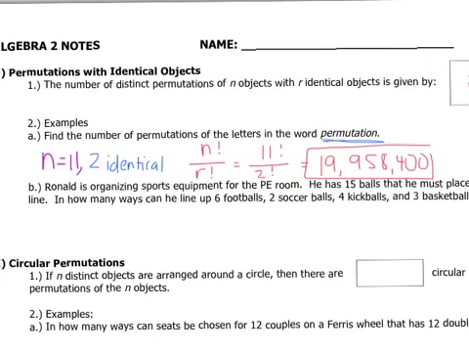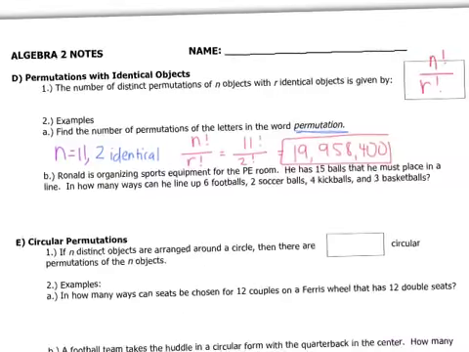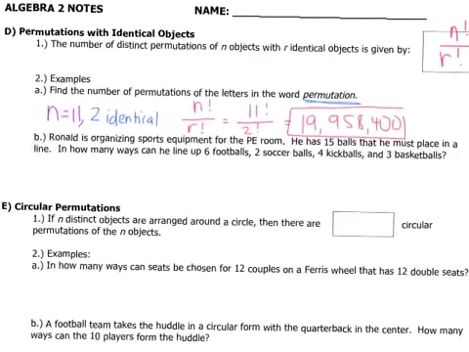All right, next example. Ronald is organizing sports equipment for the PE room. He has 15 balls that he must place in a line. So he has a total of 15 balls. That's your value of n. And how many ways can he line up 6 footballs? So our first repeater is that he has 6 footballs. He has 2 soccer balls. So the second repeater is that he has 2 soccer balls.